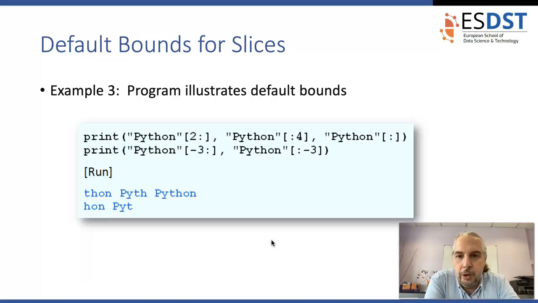Also, look at the bounds. If I say print Python 2 colon nothing, it will print until the end. If I say start from nothing and say colon 4, it will start from the beginning and will go up to 4 -1. If I say colon here, it will print everything. -3, colon nothing, it will start from -3 and go to the end. Nothing to -3, it will start from the beginning and will go to -3 -1, to -4.